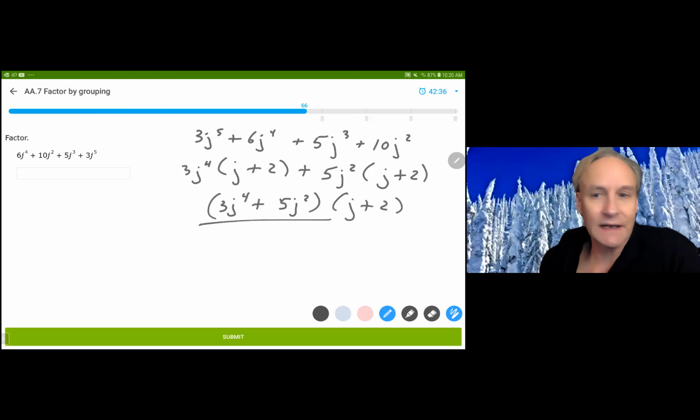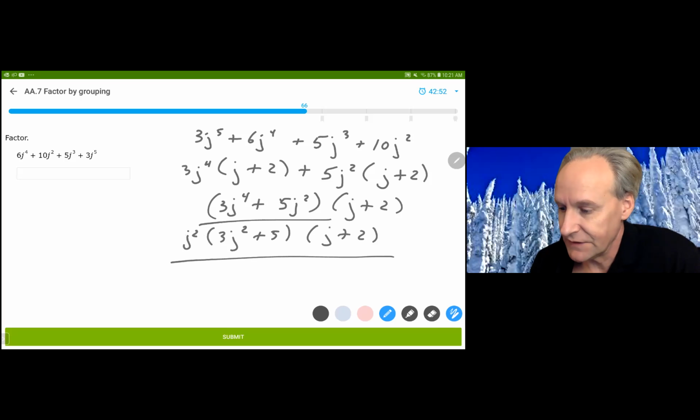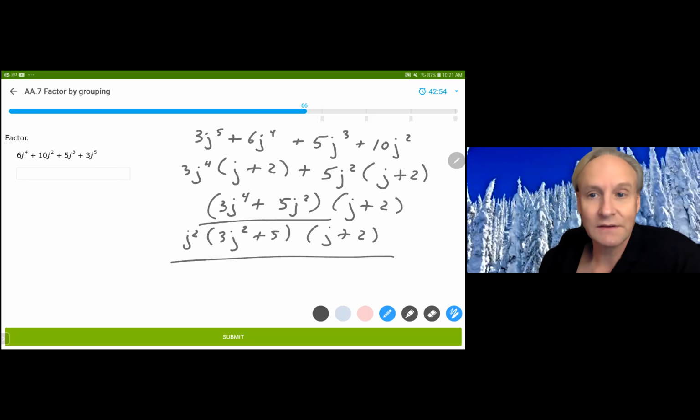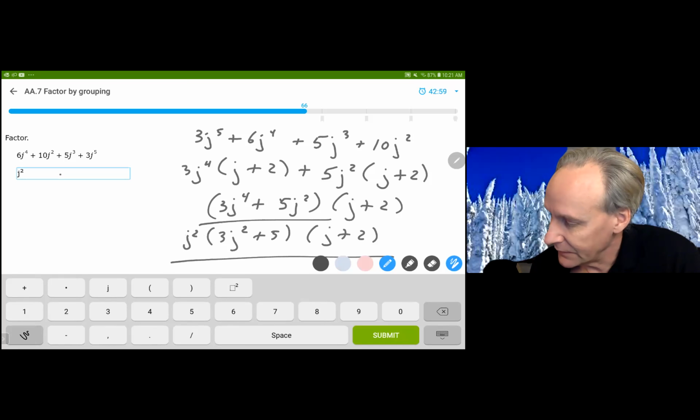And my common factor that I can take out is just a j squared. So if I take out the j squared, I get 3j squared plus 5 and a j plus 2. Would have been a lot easier maybe to just take the j squared out from the very beginning. Wasn't watching for my common factor. J squared, 3j squared plus 5 and a j plus 2. Looks good now.